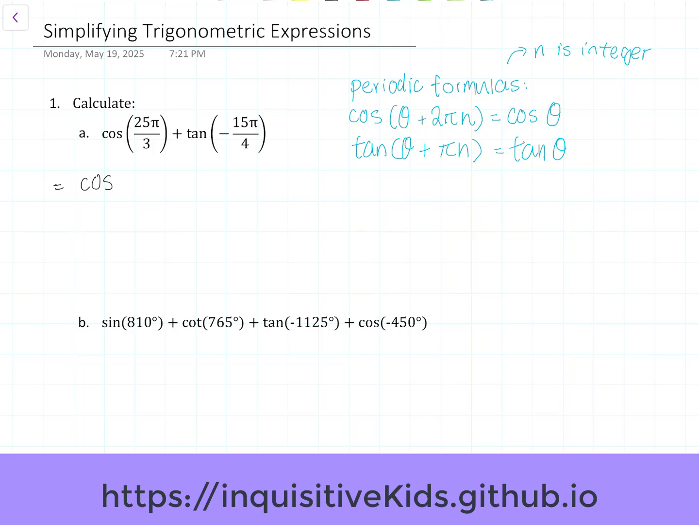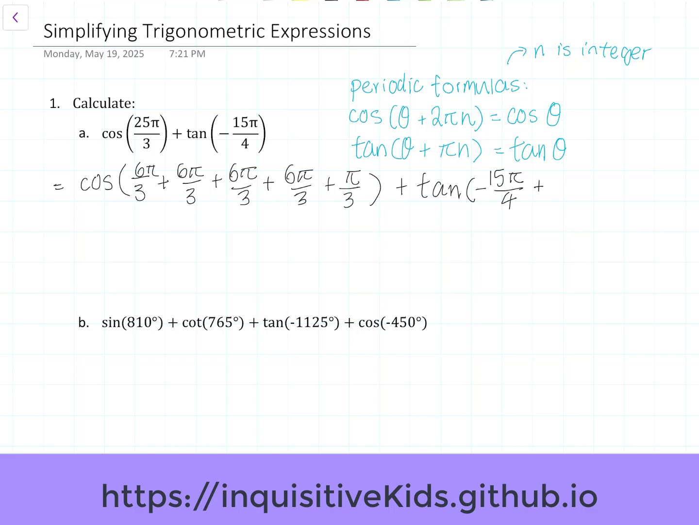Cosine of 25 pi over 3 is the same thing as 6 pi over 3 plus 6 pi over 3 plus 6 pi over 3 plus 6 pi over 3 plus pi over 3. And tangent of negative 15 pi over 4 is the same thing as negative 15 pi over 4, and then we can just keep adding on 2 pi, so plus 8 pi over 4 plus 8 pi over 4 until we get to a positive value.